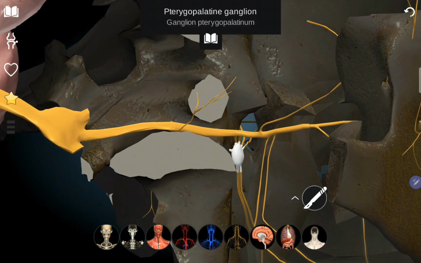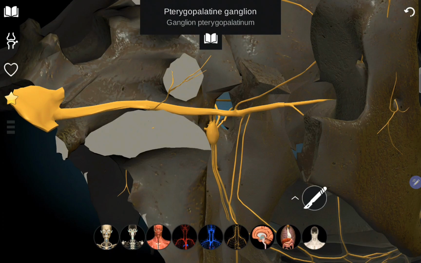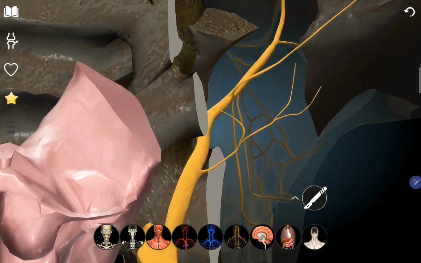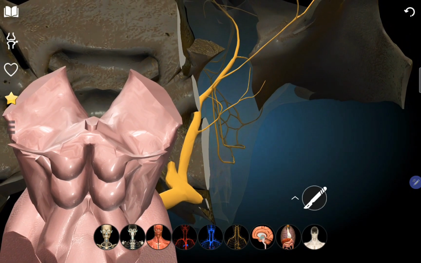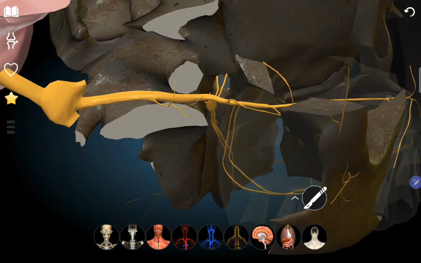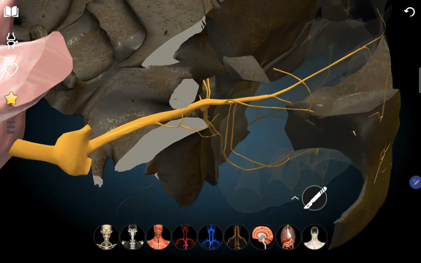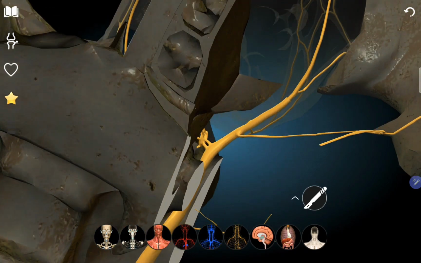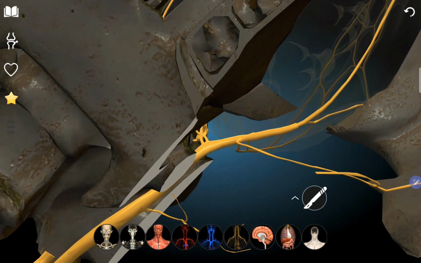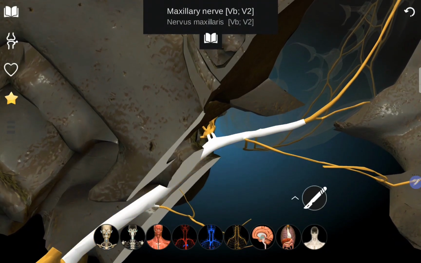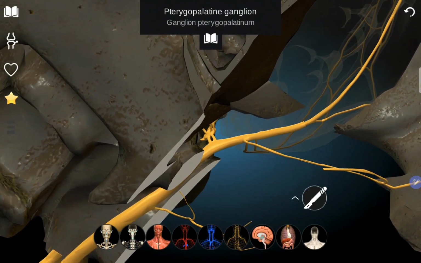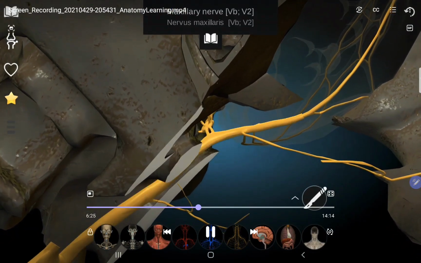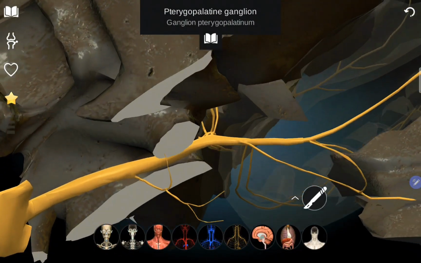Then it is close to the pterygopalatine ganglion, which is present in the pterygopalatine fossa. If you can appreciate a depression or a fossa coming from the foramen rotundum. The maxillary division of the trigeminal nerve passes through the foramen rotundum, which is present in the floor of the middle cranial fossa on the greater wing of the sphenoid bone. In the pterygopalatine fossa, we have the pterygopalatine ganglion. Functionally, the pterygopalatine ganglion is associated with the facial nerve, but topographically, with the maxillary branch of the trigeminal nerve.